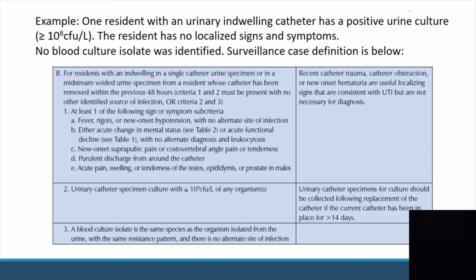The other way that they can meet the case definition is to meet criteria 2 and 3. Criteria 2 is to have a positive urine culture of greater or equal to 10 to the 8 CFU per liter, which they do meet. However, they do not meet criteria 3, as there was no blood culture isolate identified. To meet case definition, they must meet both criteria 1 and 2, or criteria 2 and 3, but they do not meet either of those as they only meet criteria 2.